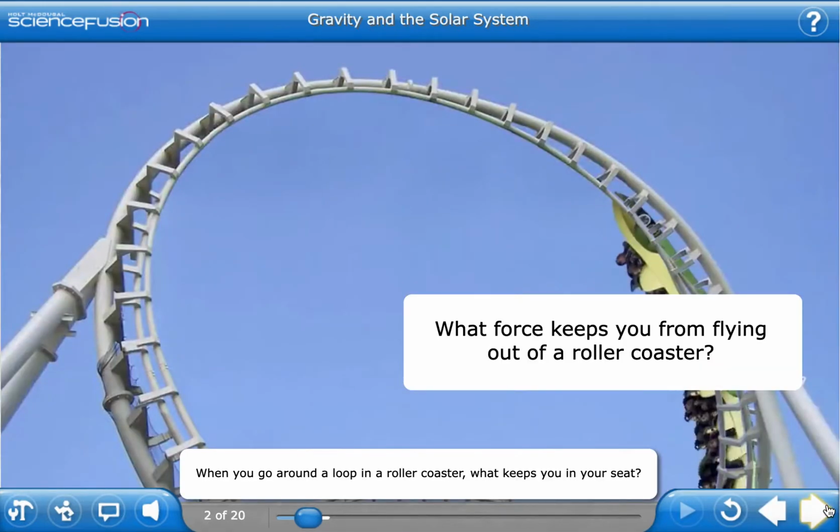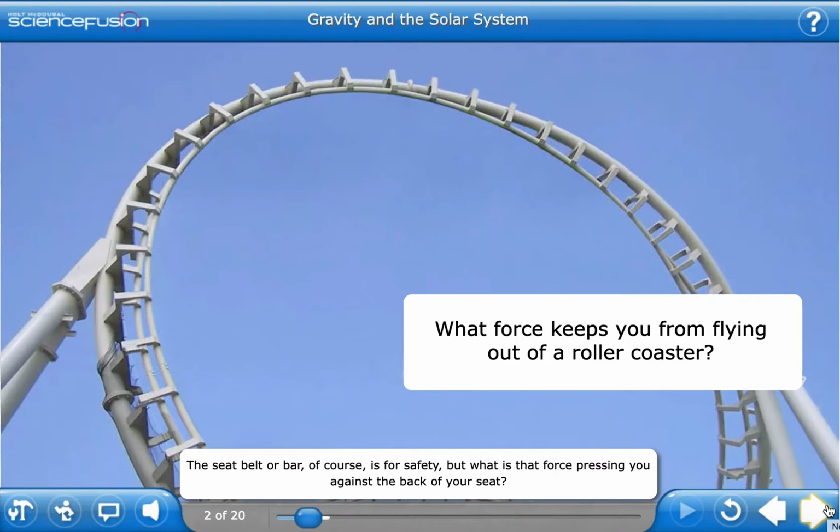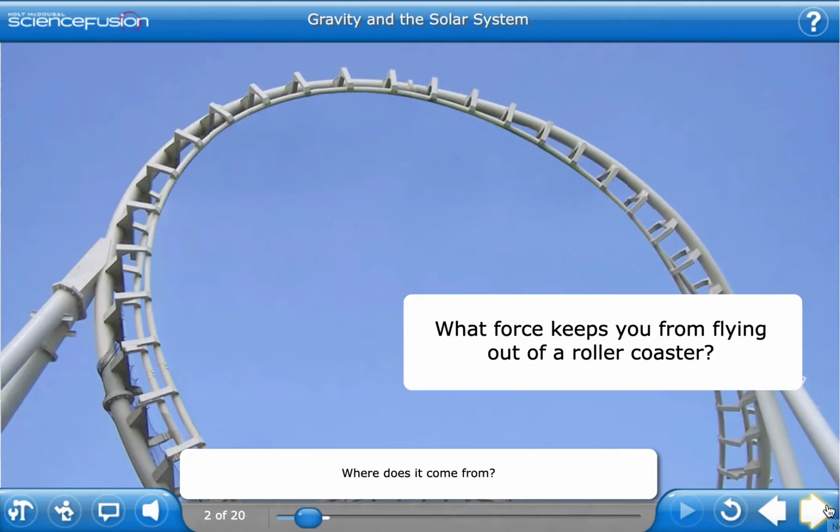When you go around a loop in a roller coaster, what keeps you in your seat? The seat belt, or bar, of course, is for safety. But what is that force pressing you against the back of your seat? Where does it come from?